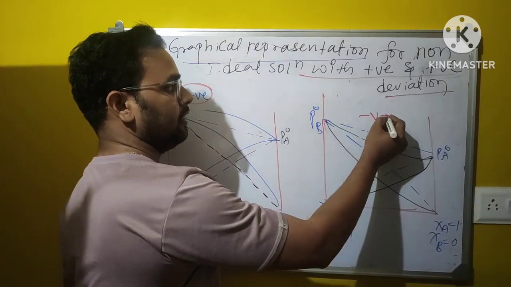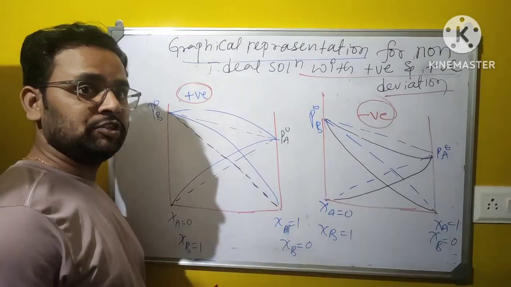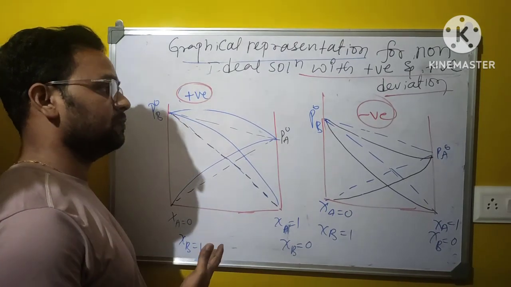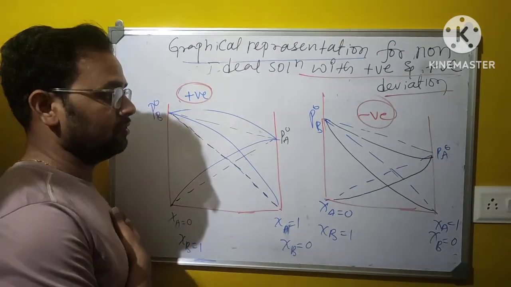So now it is non-ideal solution with positive deviation and negative deviation. One is with positive deviation, another one is negative deviation.